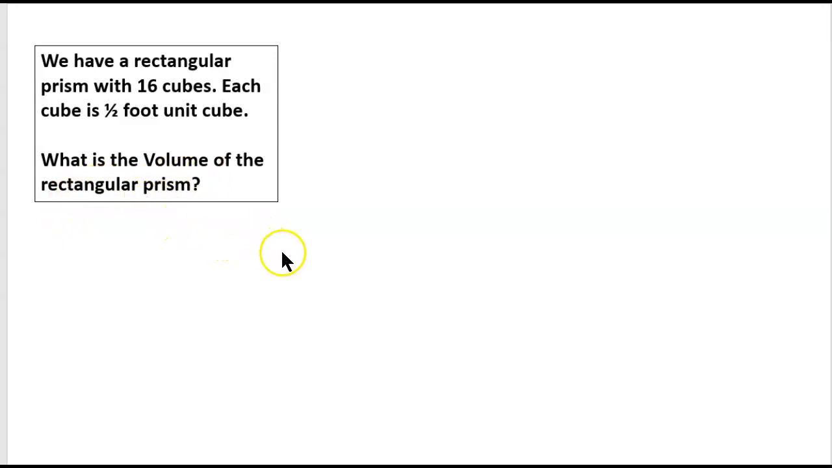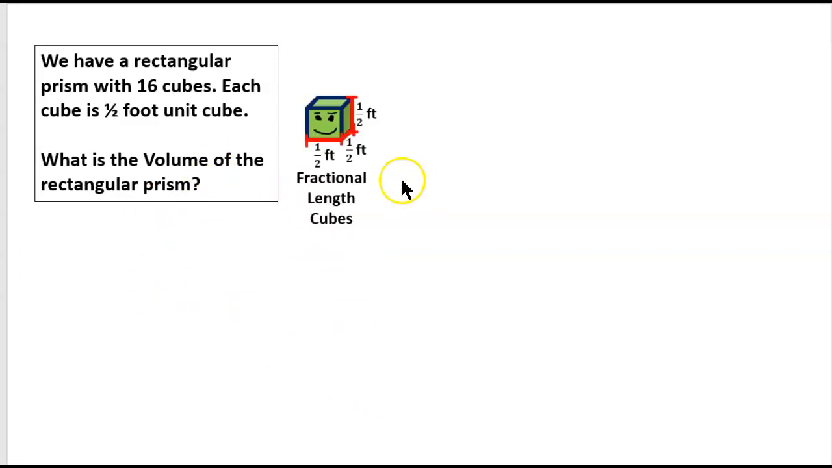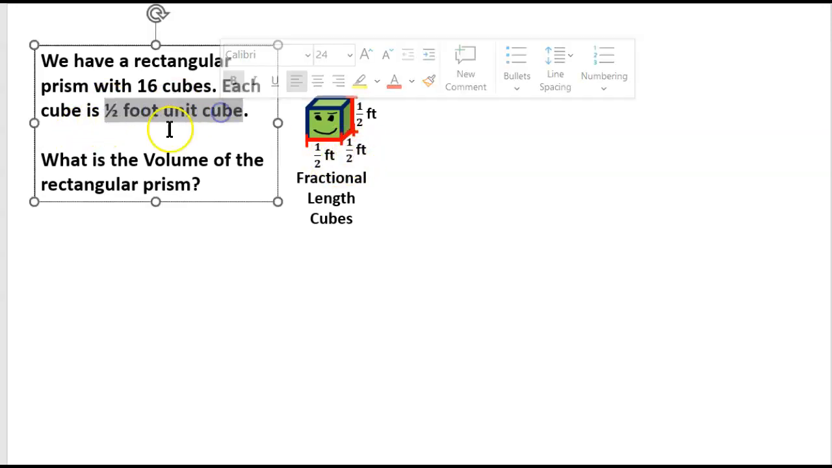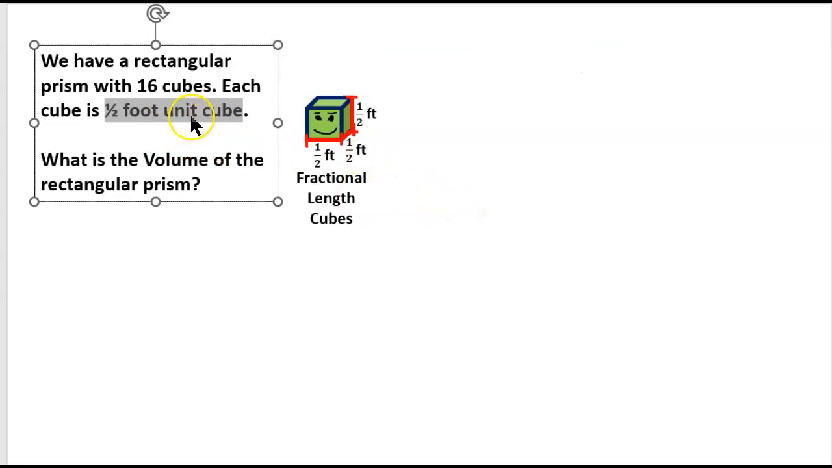All right, let's try to make some sense of this. I know we can do it. Here we go. So first of all, here is a fractional length cube, right? These are fractional length cubes. This is a fractional length cube, a half by half by half. And that's what it says here, half, but it says unit cube. So basically what we're saying is we're going to use this as our unit, so to speak, okay?